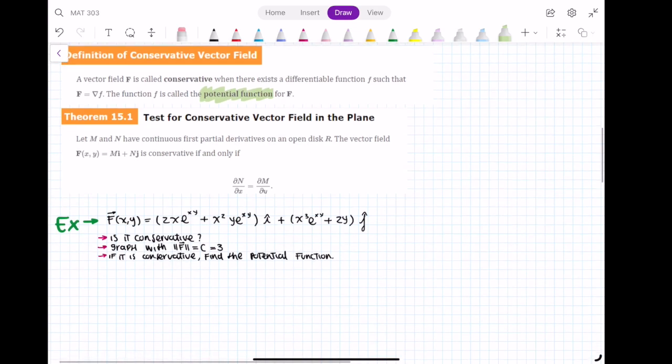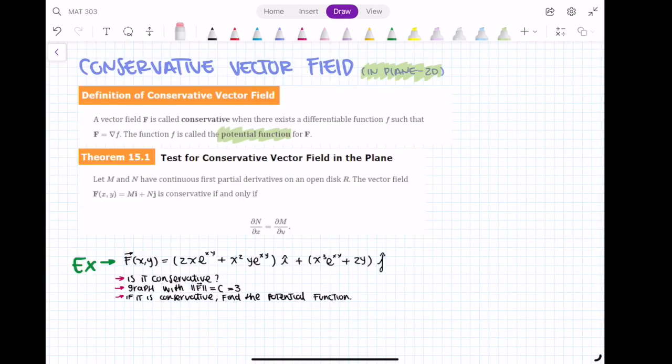To see if a vector field is conservative, we have to do the test. Let M and N have continuous first partial derivatives on R. The vector field F of x and y is equal to M i hat plus N j hat. It is conservative if and only if its first component is the partial with respect to x of some function f, and its second component is the partial of the same function f with respect to y.